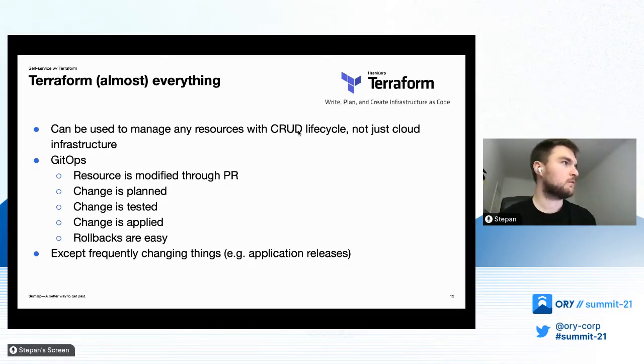So when we use Terraform, resources like OAuth2 clients or anything else can be modified through pull requests. A change can be planned, tested, and applied. And if we mess something up, we can always roll back. And it's all captured in our Git mono repo.